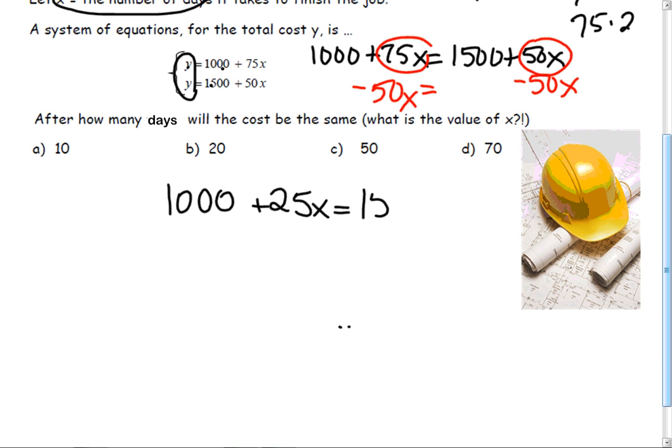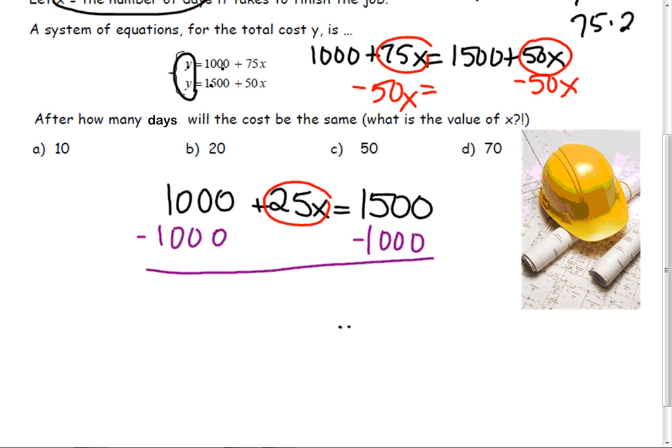Equals 1,500. Now what do we do? I want the x's all by themselves. I want these guys alone. Well, somebody's tagging along with x. Take away minus 1,000. Good, Alex. Minus 1,000. And what am I going to get? I'm going to get 500 on this side. And what about the other side? 25.